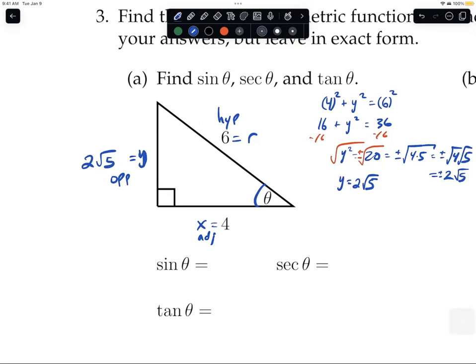Okay, yeah, so sine is opposite over hypotenuse. And so the opposite side length is 2 square root 5, that's the one we found, divided by the hypotenuse, which is 6. And then we can divide by a factor of 2. If we divide by a factor of 2, we get 1 on top and a 3 on the bottom. And so the answer to the sine one, which I'll write in green, is the square root of 5 over 3.